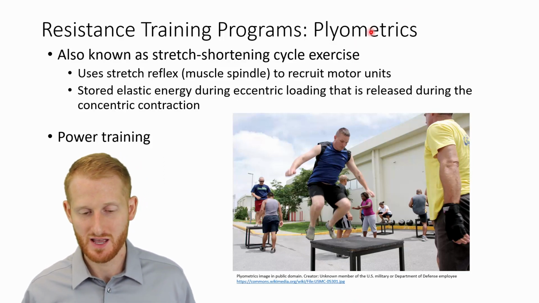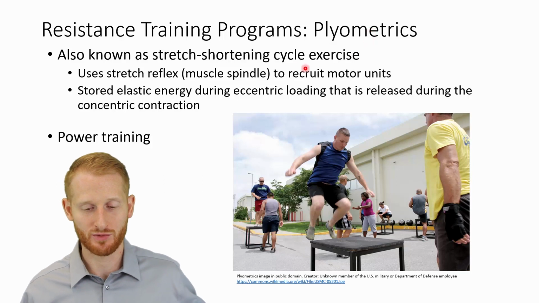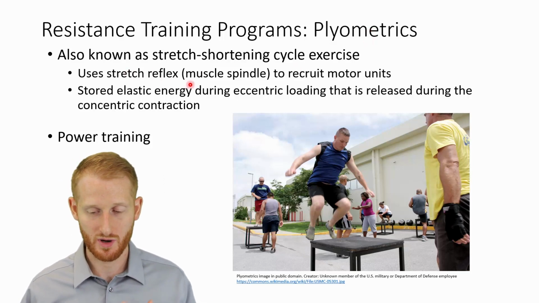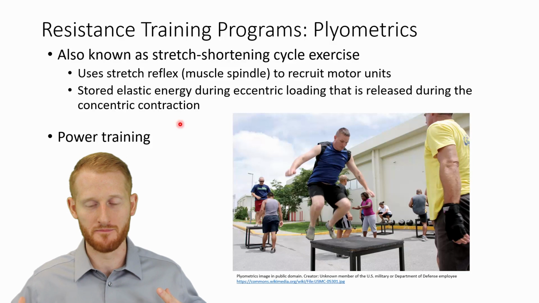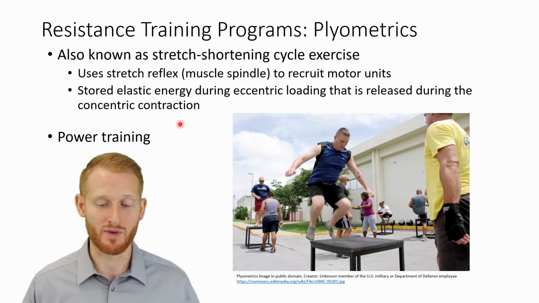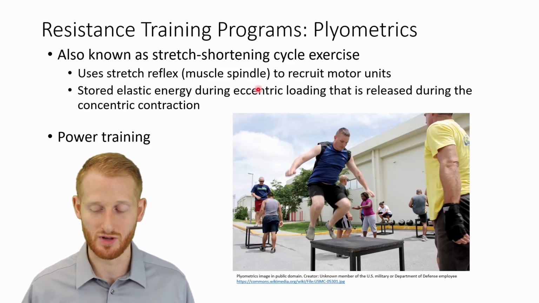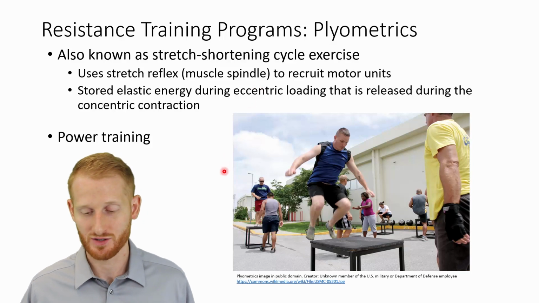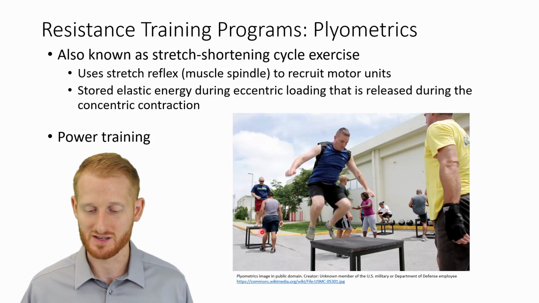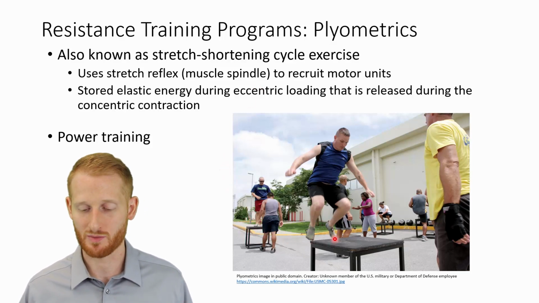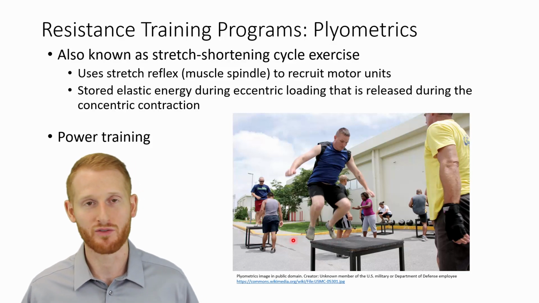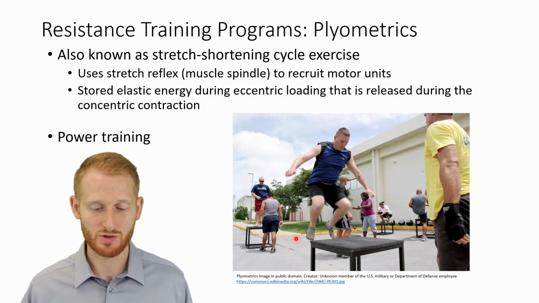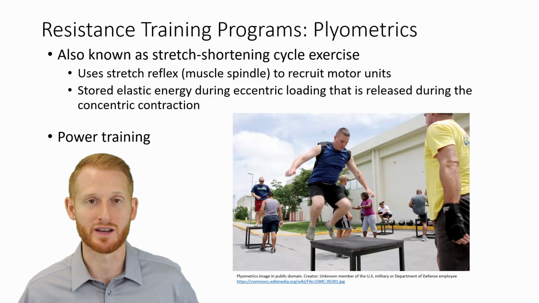So plyometrics is going to be when you have some sort of stretch cycle followed quickly by some sort of contraction, shortening of the muscle. So it's a stretch shortening cycle exercise. Oftentimes you'll see these are going to be something where the person's jumping, they're jumping on and off boxes, they're jumping on and off the floor, whatever. Most plyometric exercises are lower body exercises.